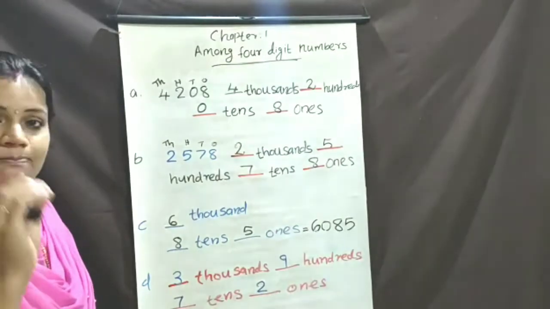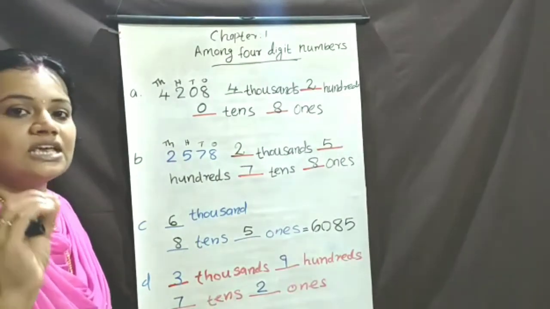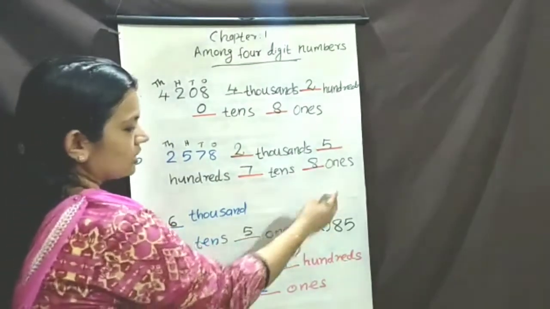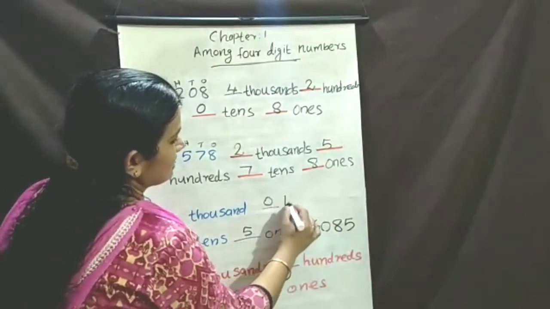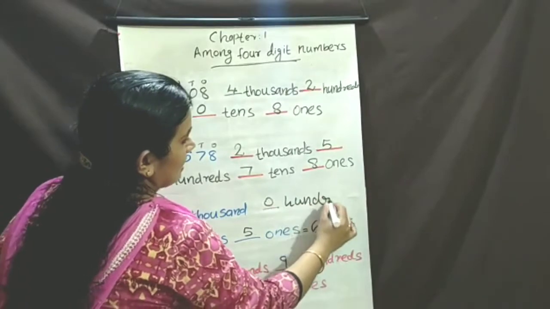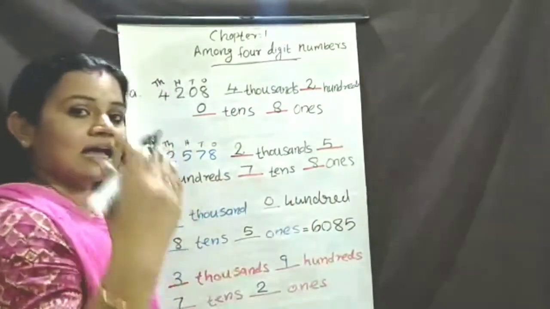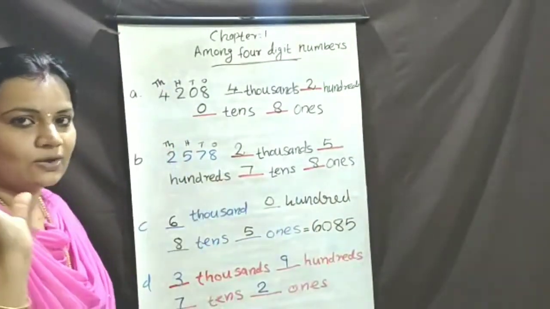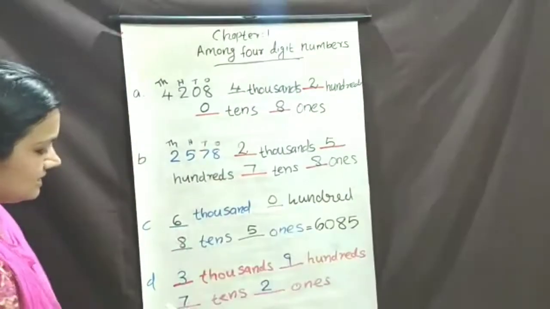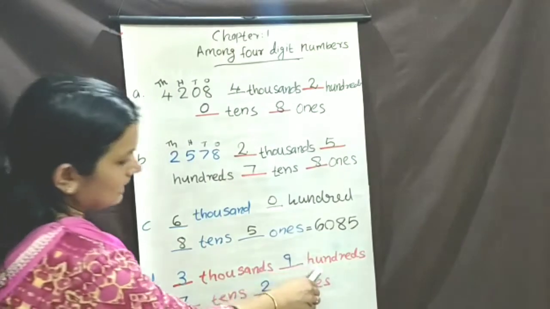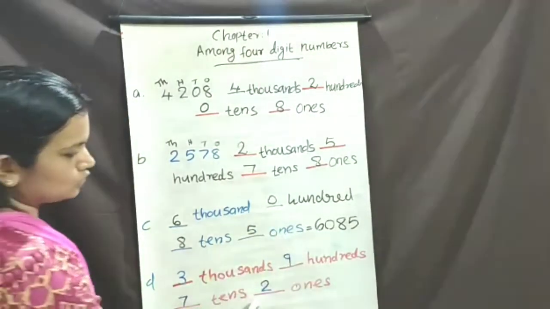Any place that is not given, in that place you put what? 0. The hundreds is not given, so we put 0 here. In the case where any place is not given, that place you should put a 0. Understood? 6085. Next, 3000, 900, 70 and 2 ones.